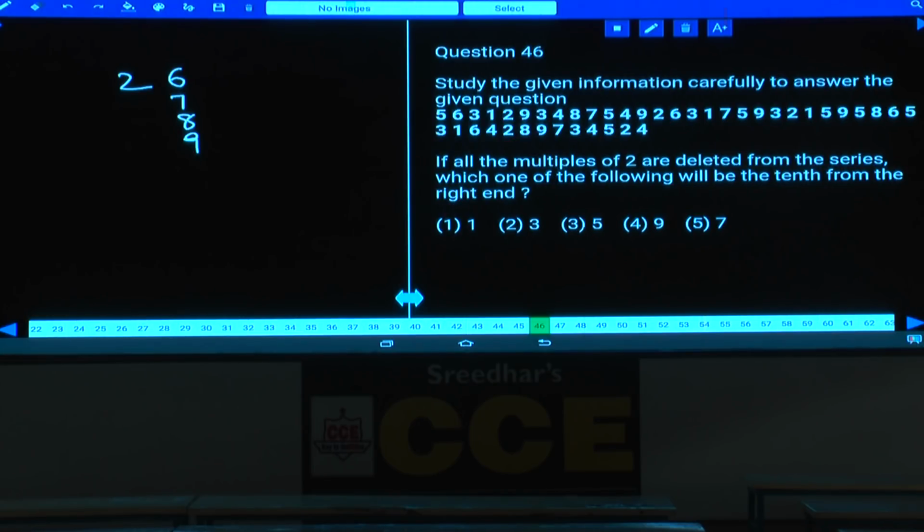Then question number 46. If all the multiples of 2 are deleted from the series, which one of the following will be 10th from the right hand? All multiples of 2 is nothing but all the even digits are removed. If all the even digits are removed, then which is the 10th from the right hand side means now we should count the 10th odd digit from the right hand side. Tell me the 10th odd digit from the right hand side. 1, 2, 3, 4, 5, 6, 7, 8, 9 and 10. Then what is your answer here?